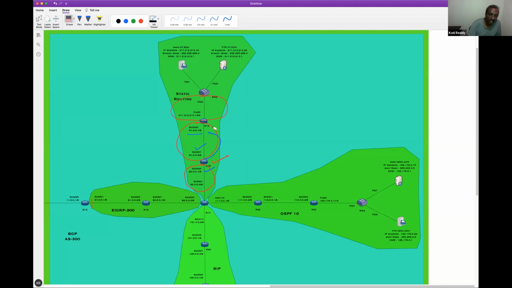Again, if I go to R18, R19, R19 knows for what? R19 knows for these two networks where these two are directly connected. It doesn't know for the 92 network. I say for 92, pass on the packet to whom? Now 91.0.0.2. So let us do that on R19.